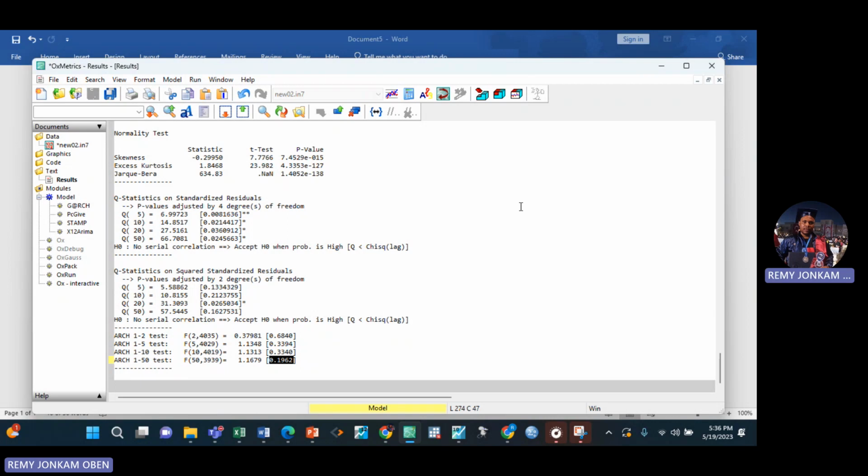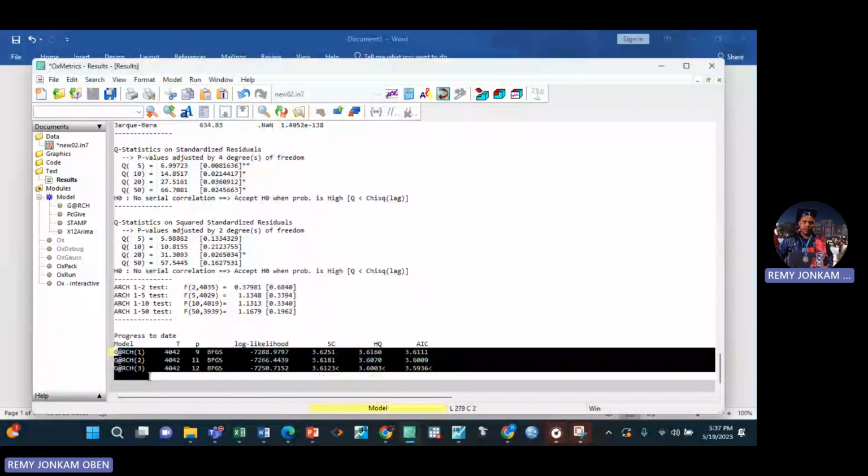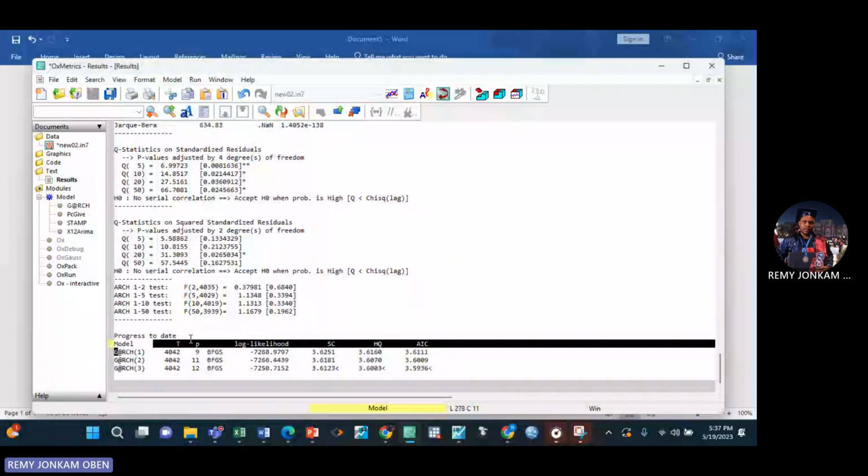So come to this model, come to progress, don't click formulate again, come to progress, and you see these are the 3 models we estimated. Model 1, 2, 3. So select all 3 of them, and then click OK. So you see these are the 3 models. So we are going to select which of them is the best model based on information criteria. We have 3.